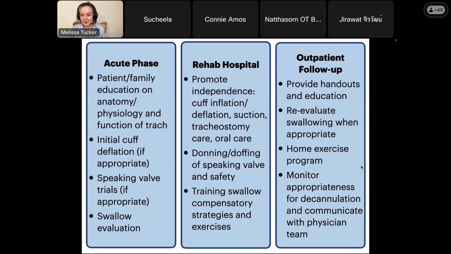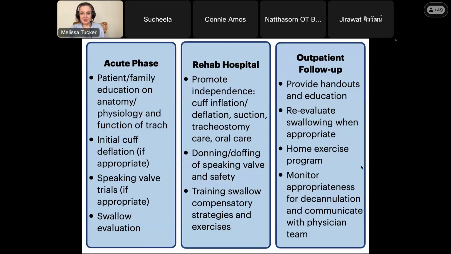I won't talk too much about outpatient follow-up, but again, that's monitoring their progress with swallowing, reevaluating when appropriate, adjusting their home exercise program, and monitoring their appropriateness for decannulation. Sometimes patients who leave the hospital with the tracheostomy do get lost to follow-up. So it's important, if you have a patient come in to see you who hasn't been seen by anyone in months and they still have a tracheostomy, I'm really thinking about, does that patient still need this tracheostomy? And if you think maybe they don't, that would be a good conversation with their primary physician or their pulmonologist.